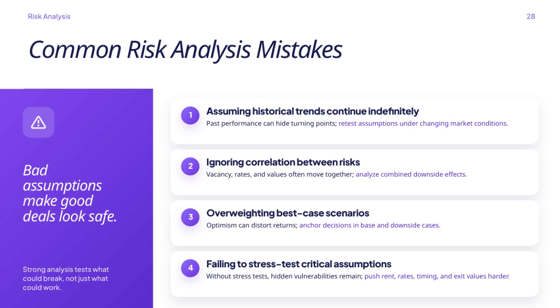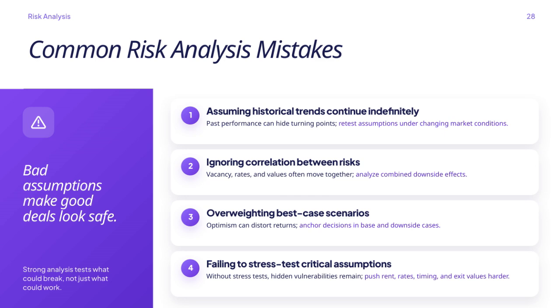Another pitfall is ignoring the correlation between different risks. For example, vacancy rates, interest rates, and property values often move together. Failing to analyze how these factors interact in a downside scenario can lead to underestimating overall risk. Also, overemphasizing best-case scenarios can distort your expected returns. Optimism is natural, but decisions should be anchored in realistic base and downside cases to avoid surprises.